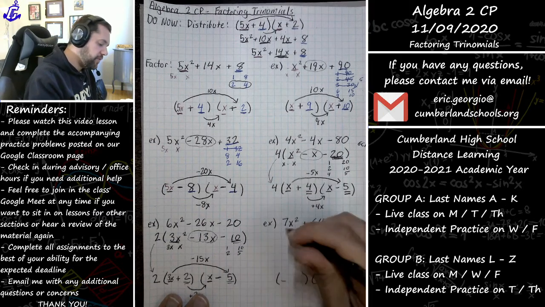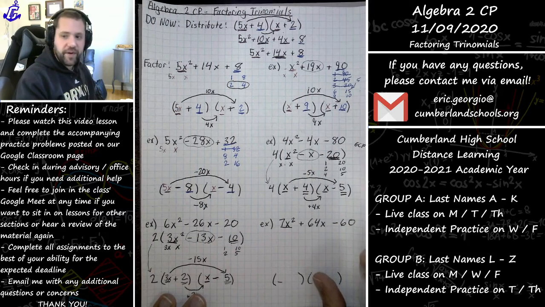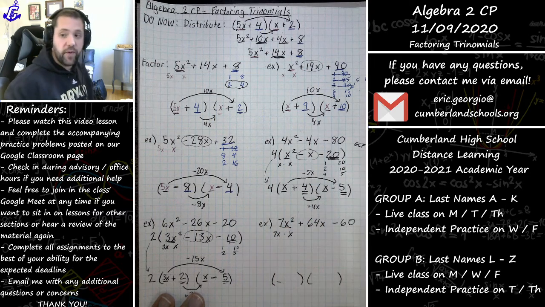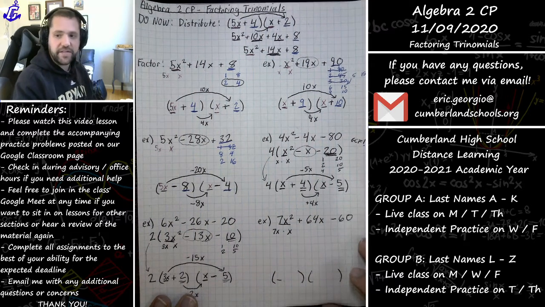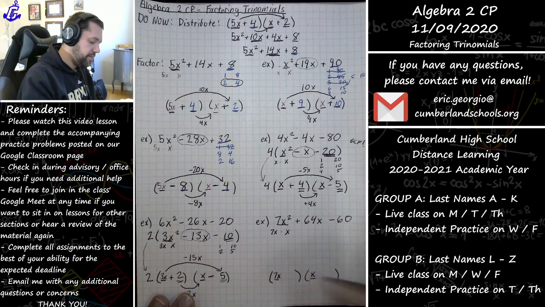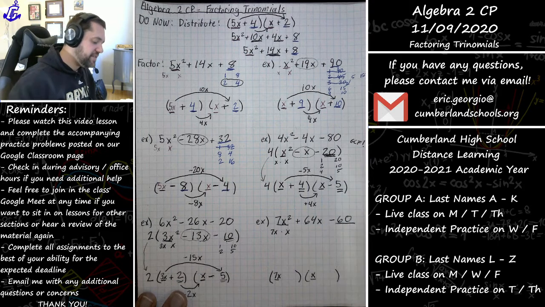The first number comes from my 7x squared. Well, 7x squared, we can break that down to be 7x times 1x. It's really the only way that we could break that down, right? Is to be 7x times 1x. Put our 7x here, our 1x here. I have negative 60 now.